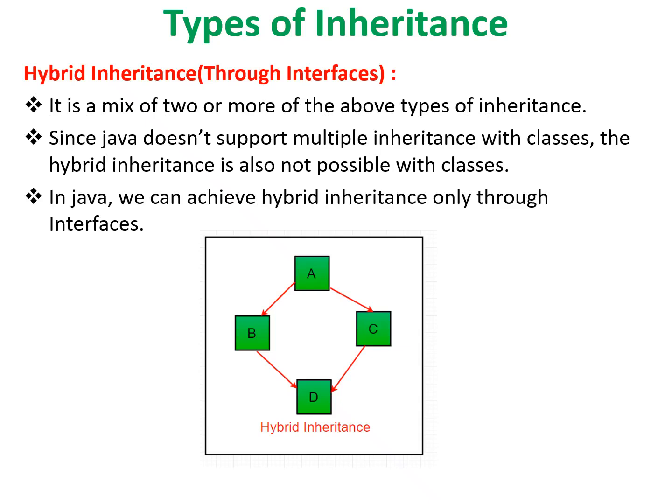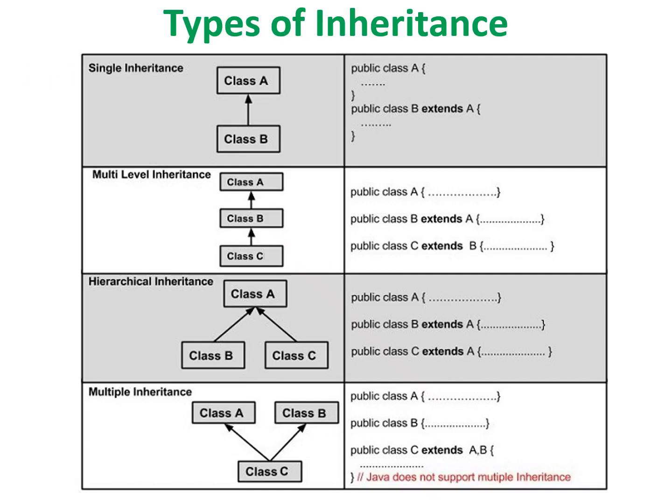We have seen different forms, but how does interface inheritance compare to another reusable approach, and what are the comparisons? Here are examples of types of inheritance. Single inheritance: public class A is the base class, public class B is the derived class. The derived class B extends A.